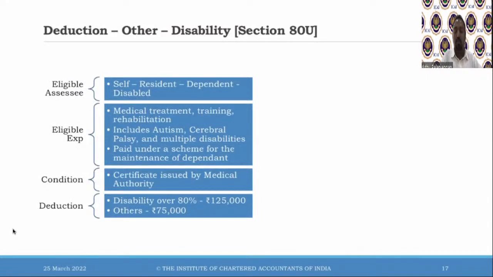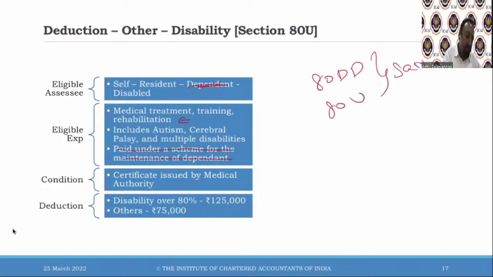The eligible assessee is one who is a resident and disabled. If he is getting medical treatment, training, or rehabilitation, it includes autism, cerebral palsy, or multiple disabilities. We'll ignore some of this, because 80DD and 80U are the same. 80DD is for a dependent who is disabled. 80U is for self who is disabled.